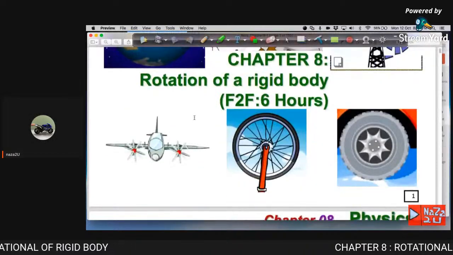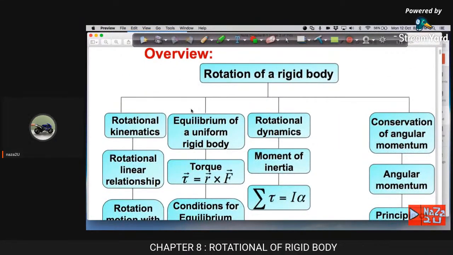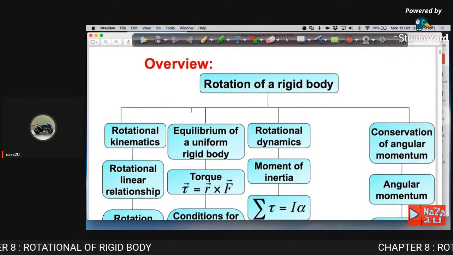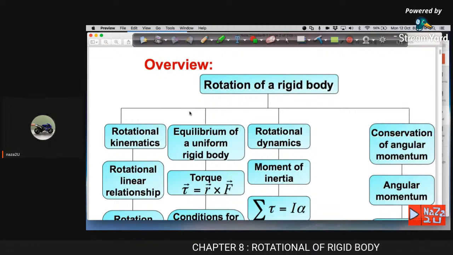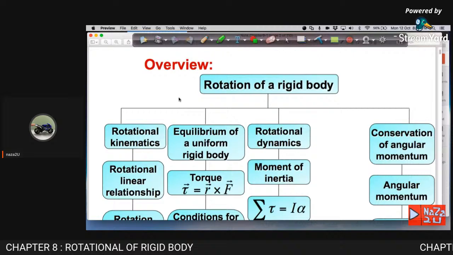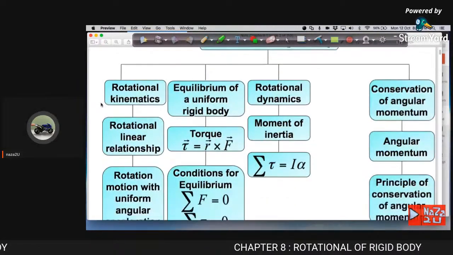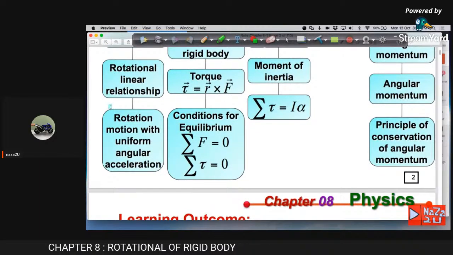So this is the overview for chapter 8. Chapter 8 penting kerana kamu perlu faham tajuk ni kerana dia berkaitan dengan tugasan assignment yang kita dah bincang pada 2 hari lepas. Alright.